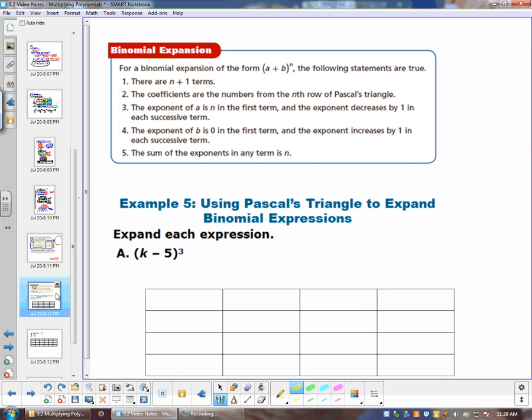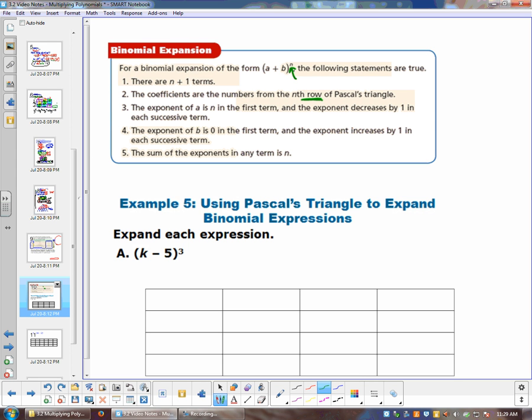How are we going to use this? Well, when we want to do a binomial expansion, so again, two terms added or subtracted raised to a power, here's what we'll know. Number one, there will be n plus one terms, so there'll be one more term than whatever the power is. The coefficients will be the numbers from the nth row of Pascal's triangle. So again, whatever power you're raising it to, whatever that number is, that is the row in Pascal's triangle that you'll want to use for the coefficients. The exponent of a, so the exponent of the first term of the binomial, will start with n.